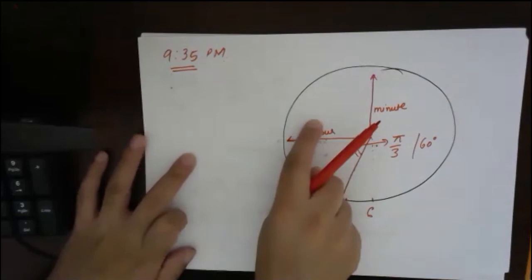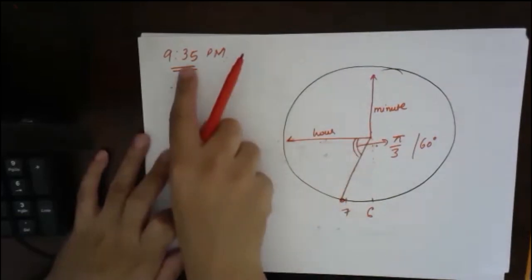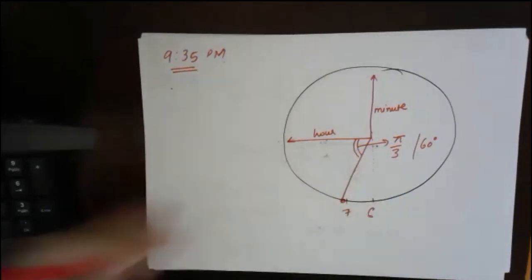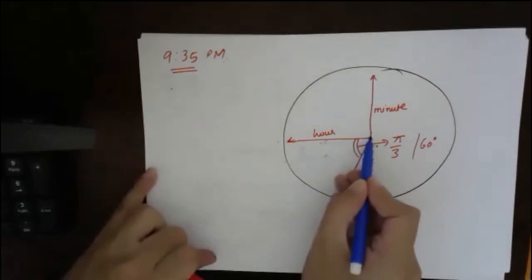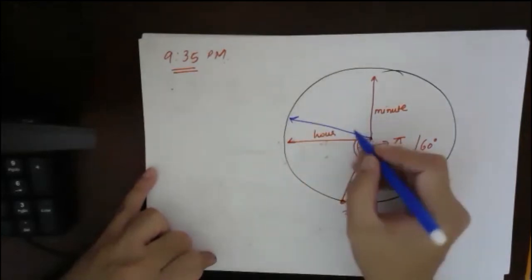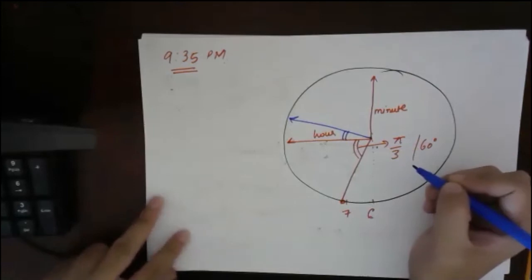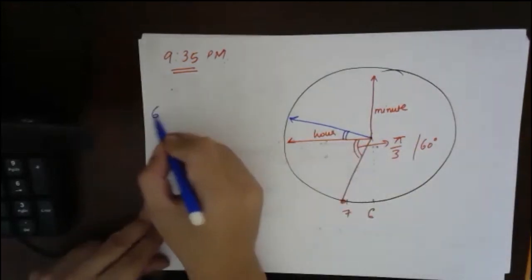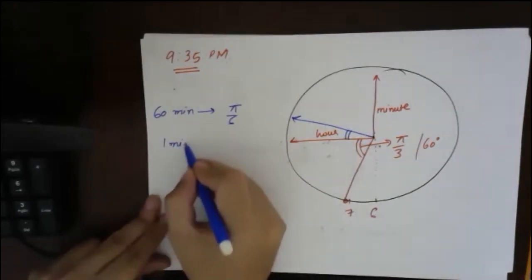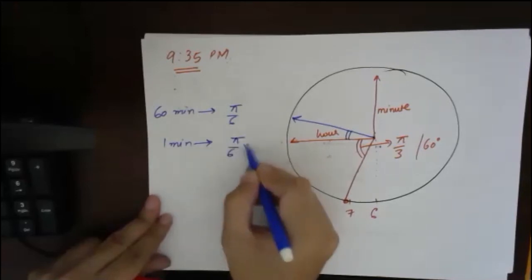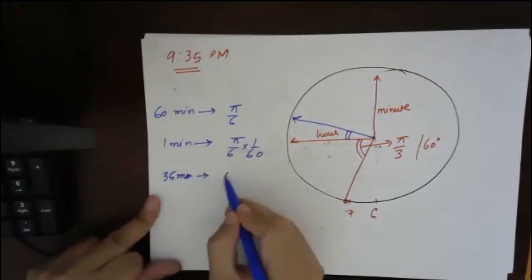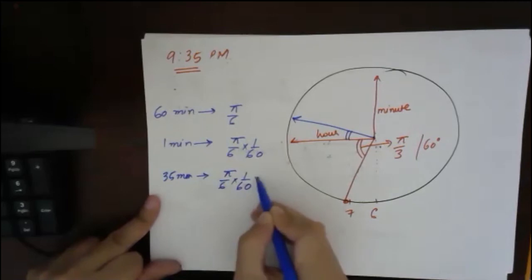And the hour hand has moved for how much time? The hour hand has moved for 35 minutes. It has come from here till here. So we'll try to find out what this angle is. In 60 minutes, the hour hand moves pi by 6. So in 1 minute, it moves pi by 6 into 1 by 60. So in 35 minutes, it will move pi by 6 into 1 by 60 into 35.